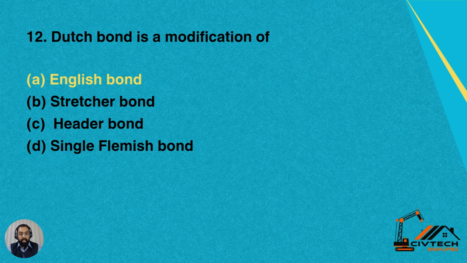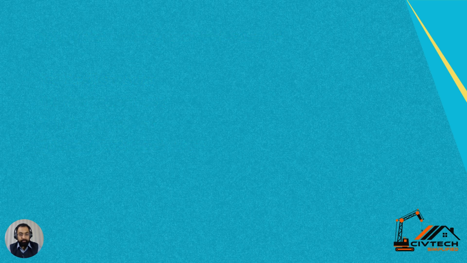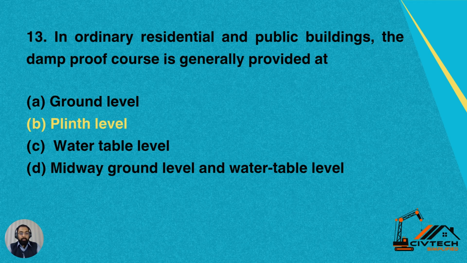Question number 12. Dutch bond is a modification of: A, English bond; stretcher bond; header bond; single Flemish bond. So yes, Dutch bond is a sort of modification as well as improvement in the English bond type. So option A is correct for this question. Dutch bond has been derived from English bond technique.